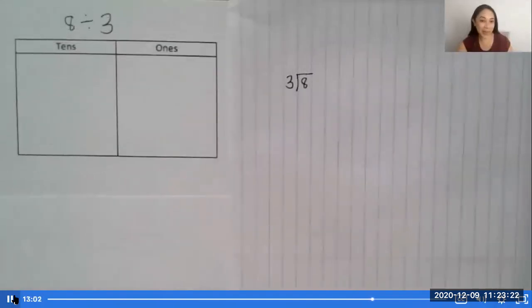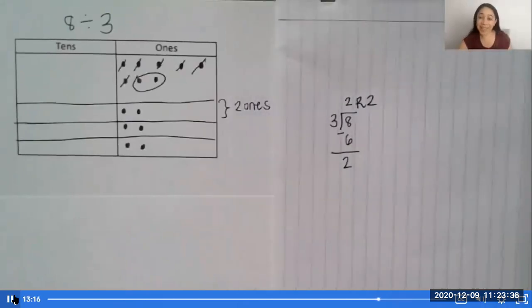Our next division problem is 8 divided by 3. Here's what I'd like you to do. Pause the video here to solve 8 divided by 3 using place value discs as well as long division. We'll compare our work afterwards. Welcome back. Take a moment now to compare your work with mine.